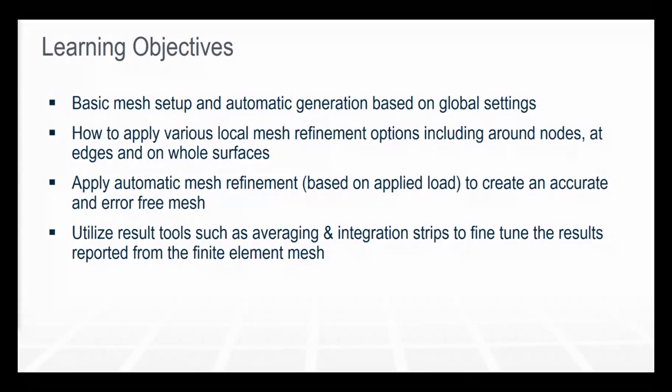We're going to learn about four main things in terms of finite element mesh in our software, SCIA Engineer. The first is the basic mesh setup and automatic generation based on some global settings. Next, how to apply various local mesh refinement options, including at nodes, edges, and entire surfaces. Thirdly, we're going to look at automatic mesh refinement based on applied load to the structure so that we can create an accurate and error-free mesh and use the power of the software to do that. And finally, we'll look at some results-based tools such as averaging and integration strips that we use to fine-tune the results from the finite element mesh.